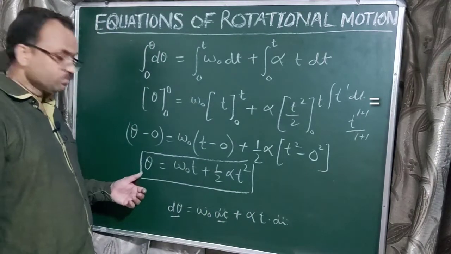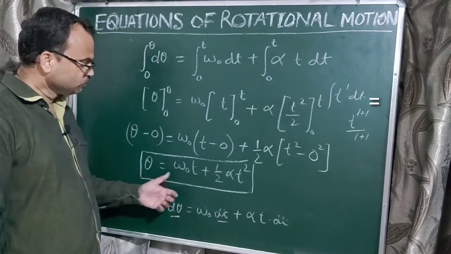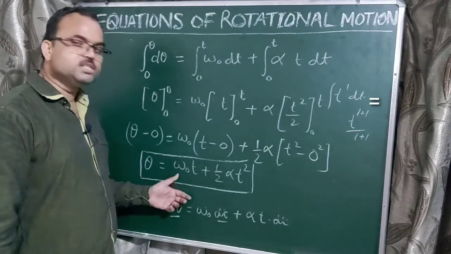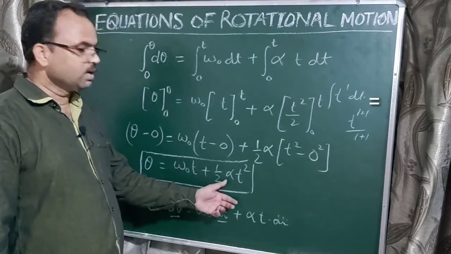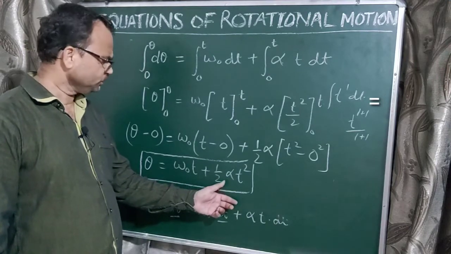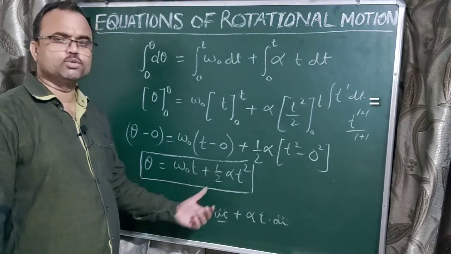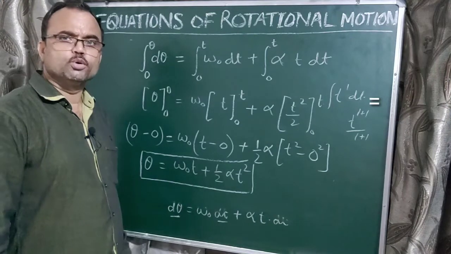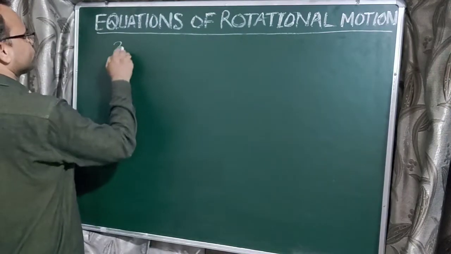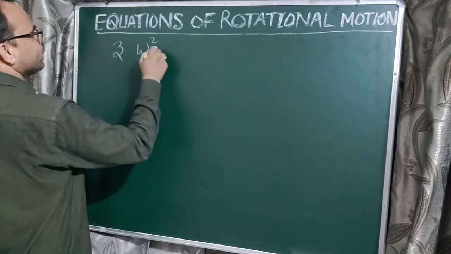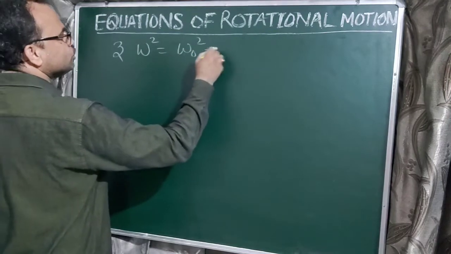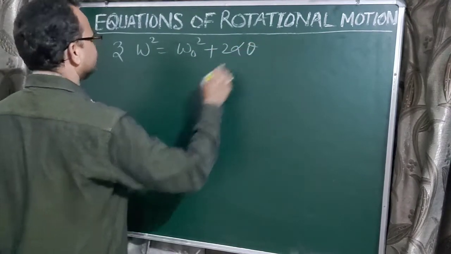In this equation, theta is angular displacement, omega naught is the initial angular velocity, and alpha is angular acceleration. So theta equal to omega naught t plus 1 upon 2 alpha t square is the second equation of rotational motion. Now the third equation of motion, omega square equal to omega naught square plus twice alpha theta.